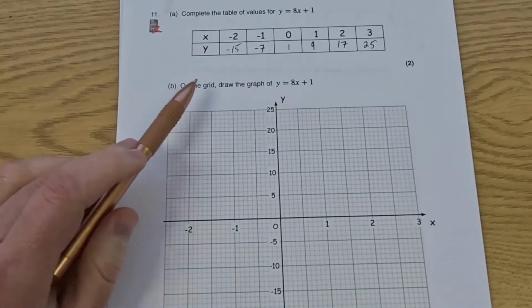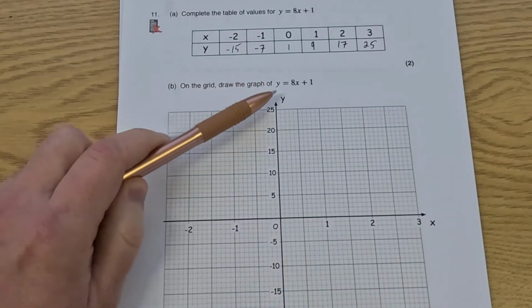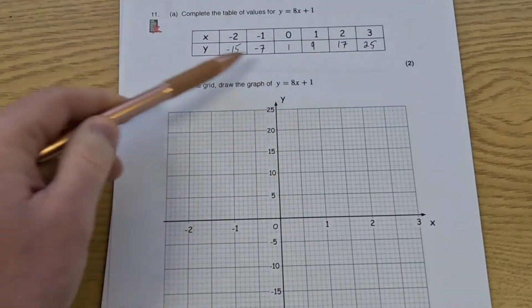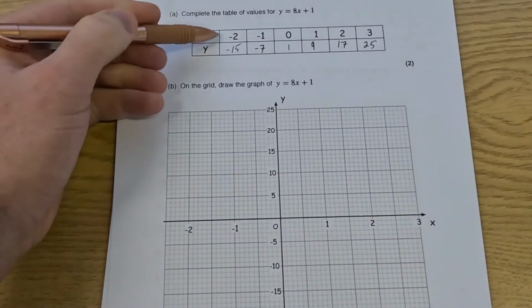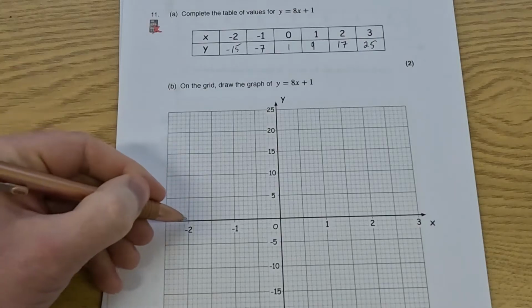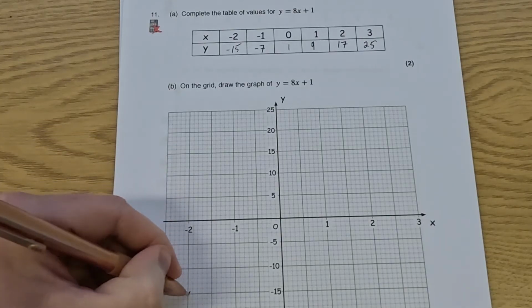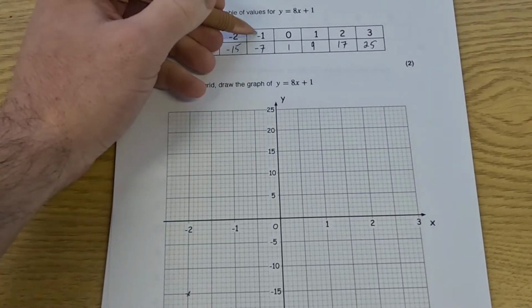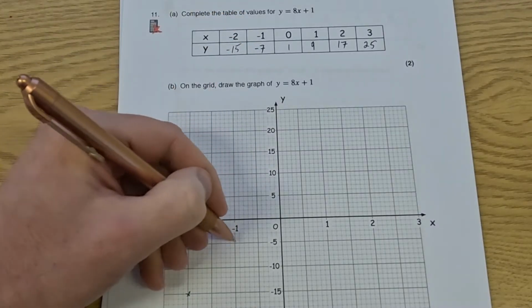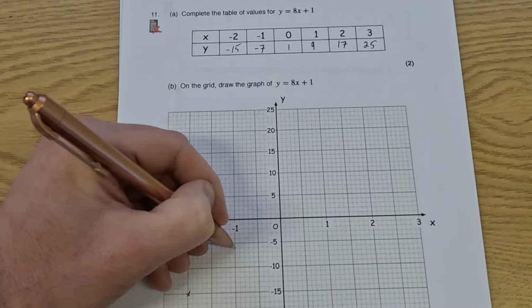And then part B says, on the grid, draw the graph of y equals 8x plus 1. So let's plot these points on this graph. Our first one, negative 2, negative 15. So negative 2 is here, negative 15 is then down there. So negative 2, negative 15. Our next one, negative 1, negative 7. So negative 1's here, negative 7. So we've got negative 5, negative 6, negative 7.